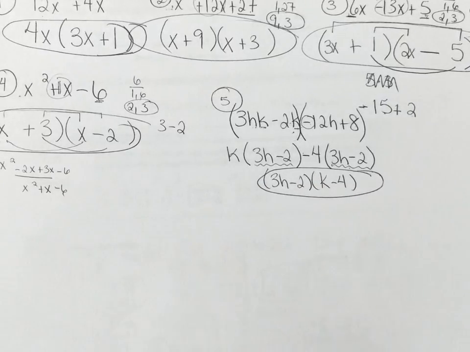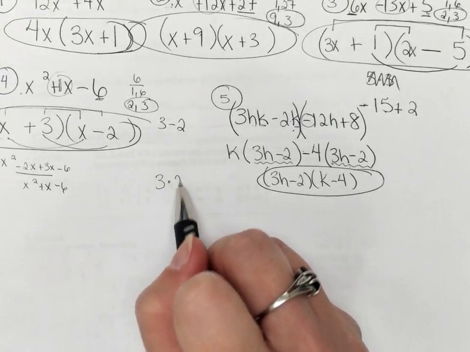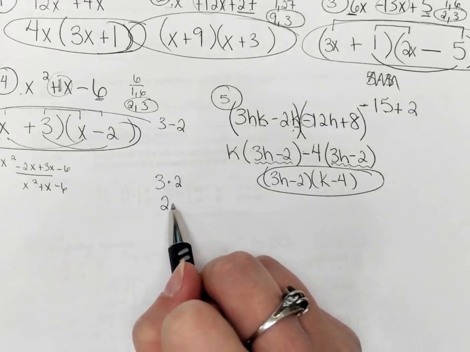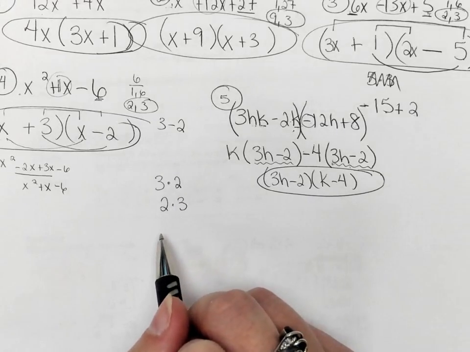So wait, the first one isn't solved? How do you know which one goes first? It doesn't matter. It does not matter, Jack. Either one. I have to put K minus 4 first? Yeah, because 3 times 2 is 6, right? But 2 times 3 is still 6. It doesn't matter. Same thing.